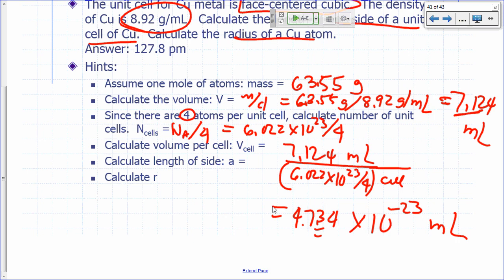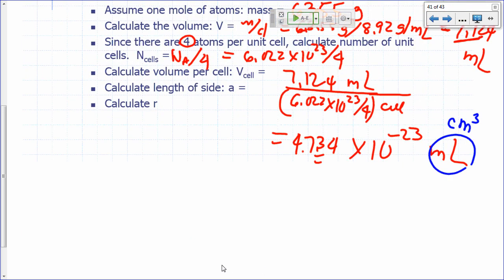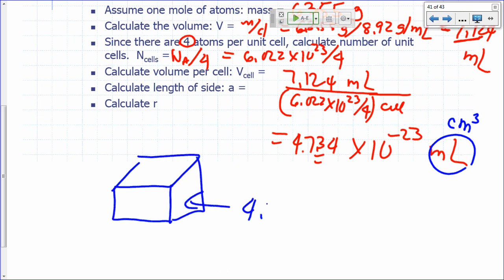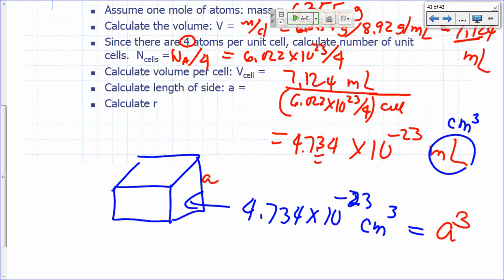What's a milliliter? That's a cubic centimeter, right? So if that is the volume of your unit cell, that's 4.734 times 10 to the negative 23rd cubic centimeter. How is that related to the length of the side of the cube? What's the volume of a cube if the length of the side is A? That's just A cubed, right? So how long is the length of the side?